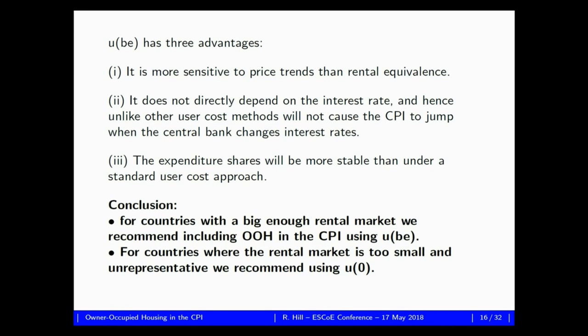Now, our conclusion is that we like this. We call it UBE, for break even. So this is user cost where you're assuming capital gains are always at their break-even level. The view we're coming around to is that we like this method when there's enough of a rental market to do it. In countries where there's not enough of a rental market, we go to what we call U0, which is user cost where you exclude capital gains completely.